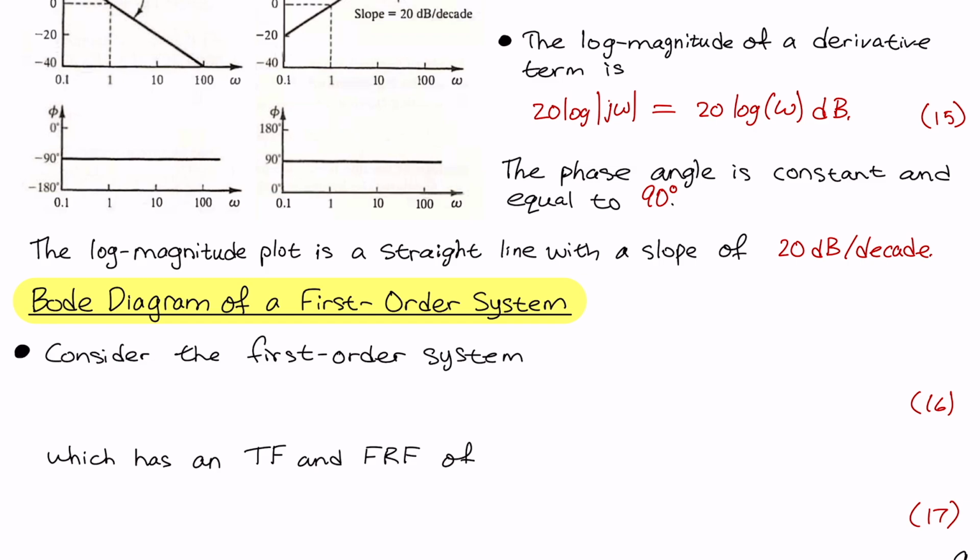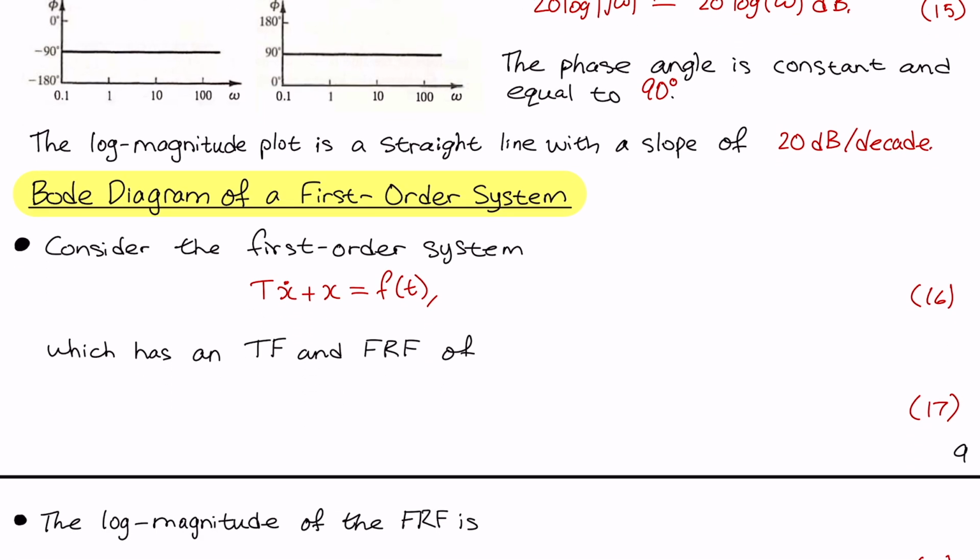All right. We shall go on to looking at a Bode diagram of a first order system. Next week we'll deal with second order systems. We're going to consider the first order system capital T times x dot plus x is equal to some input f of t. This first order system is going to have a transfer function of G of s equal to 1 divided by Ts plus 1, and an FRF, H of j omega, equal to 1 divided by T j omega plus 1.